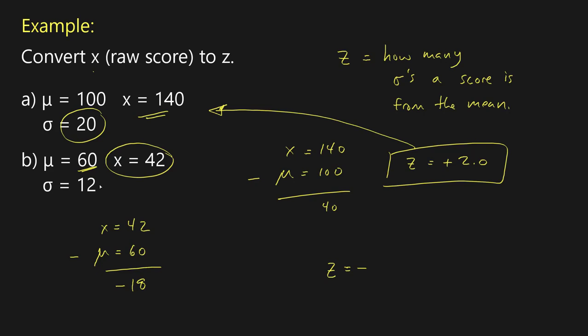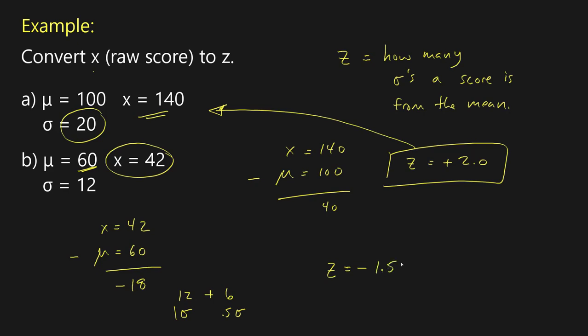How much lower is it? Well, I need to know how many 12s it is. I know that it's 18, but how many times does 12 go into 18? How many standard deviations is 42 away from 60? Well, if you work it out this way, let's say you've got 12, we've got 1 standard deviation, and then how much is left over after I take away 12 from here? I'm going to have 6. So 12 plus 6, that makes my 18. This is 1 standard deviation, and then 6 is a half of a standard deviation. So I know that my z-score has to be 1.5 standard deviations.